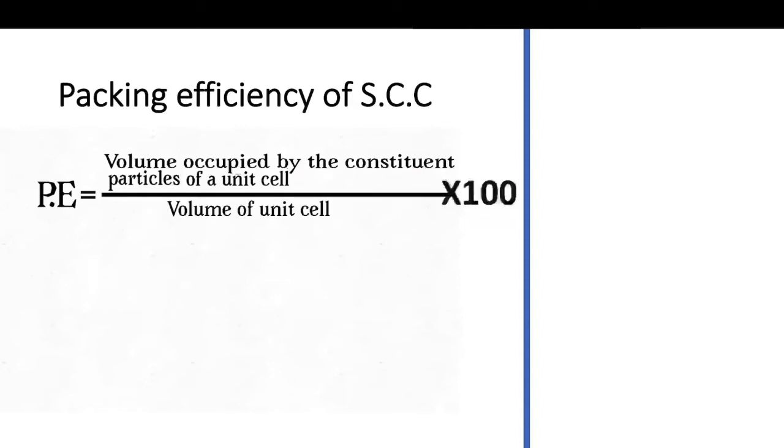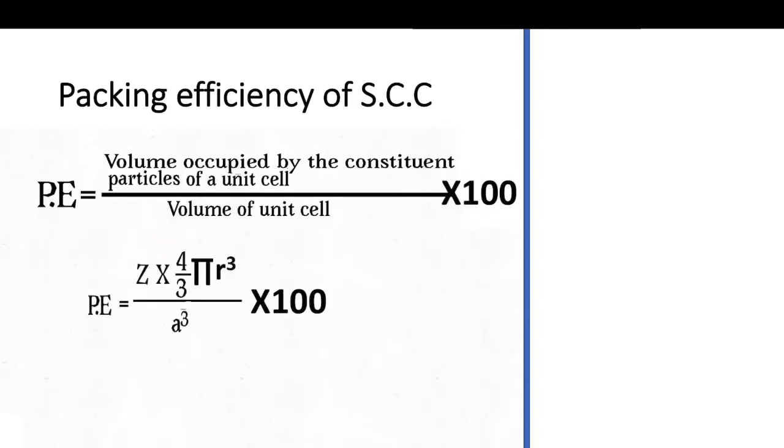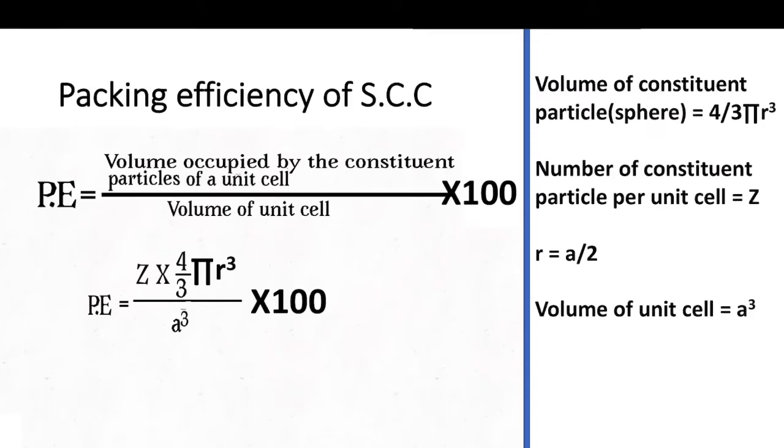So it has been given a formula, that is Z into 4 by 3 pi r cube. What is Z? Z is the number of contributed constituent particles per unit cell, and 4 by 3 pi r cube is the volume of the sphere, the contributed constituent particle. And a cube is length into breadth into height. Packing efficiency is calculated in terms of percentage, so we multiply by 100.